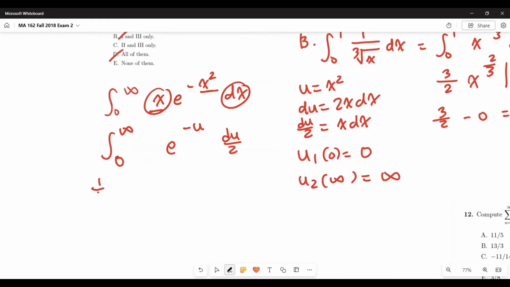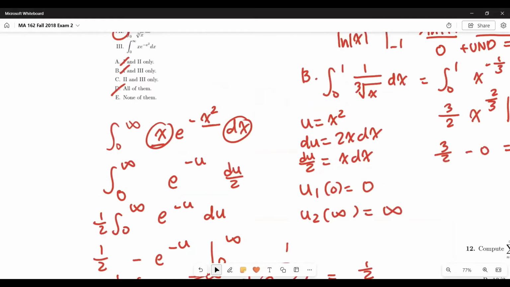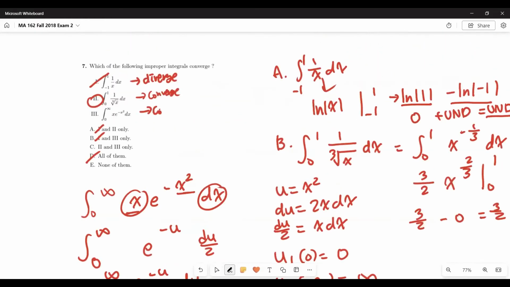Integrating, 1 over 2 can come out. The integral from 0 to infinity of e to the negative u du. So it's 1 over 2 times negative e to the minus u from 0 to infinity. 1 over 2 times negative e to the minus infinity plus e to the 0, which is 0, and e to the 0 is 1, so this is 1 over 2. So this one converges. The third one works. So B and C. So the answer for this question is C.